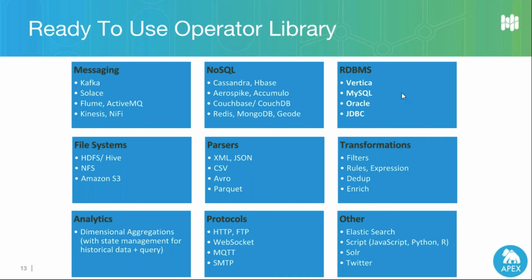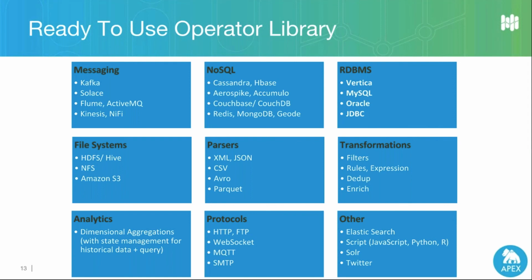I talked about the operator library earlier, so let me give you a list of that. This is not the exhaustive list, but it covers the major things which we support. On the messaging side, you could read from or write to Kafka, Solace, and so on. For parsers, we support various popular formats like XML, JSON, CSV, Avro, Parquet, and then there is a bunch of NoSQL databases like Cassandra or CouchDB, Mongo, and so on.